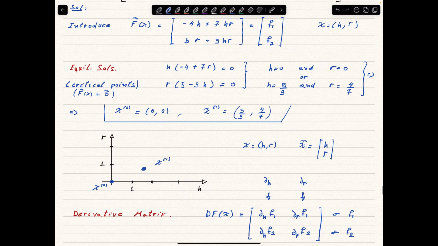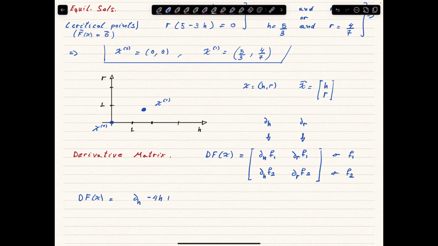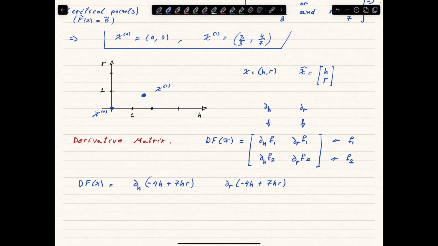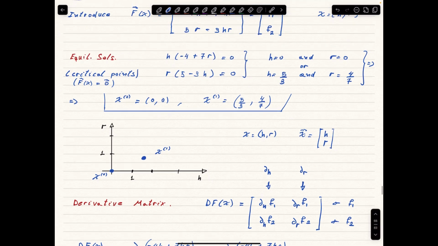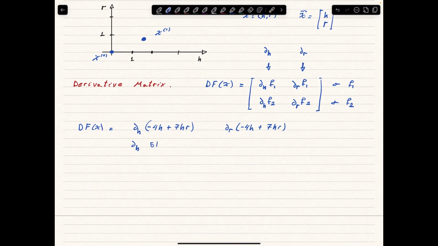f1 is that quantity, so negative 4h plus 7hr, and the same here, but derivative with respect to r of the same quantity, negative 4h plus 7hr. And now in the second component, we have the derivative with respect to h, but of the second component, which is up here, 5r minus 3hr. And here is the derivative with respect to r of the same function, 5r minus 3hr. Okay, that is the calculation we need to do to get the derivative matrix, and here is the result.